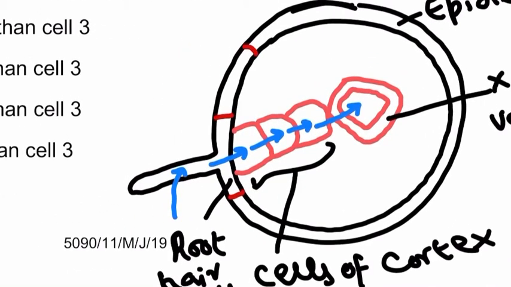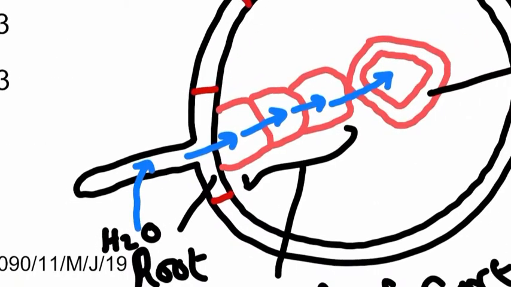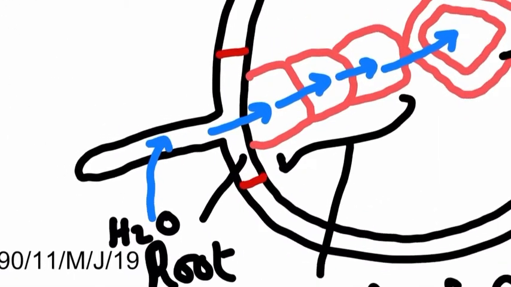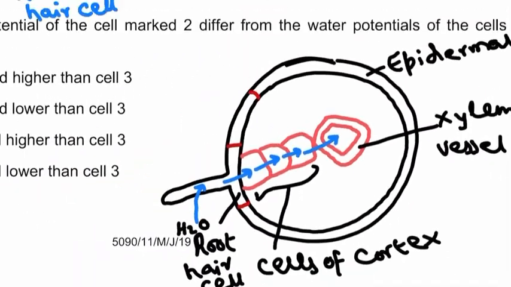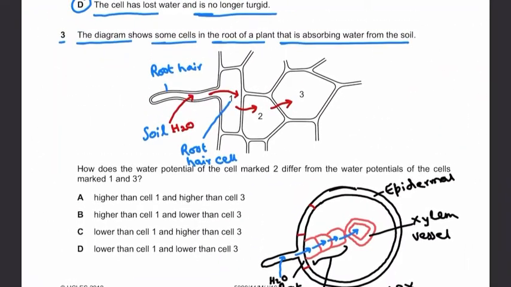So as you all know, water is traveling from the soil to the root hair cell, and from the root hair cell to the xylem. The water is traveling from a higher water potential to a lower water potential. So in the MCQ, the examiner is asking how the water potential of the cell marked 2 differs from the water potentials of the cells marked 1 and 3.